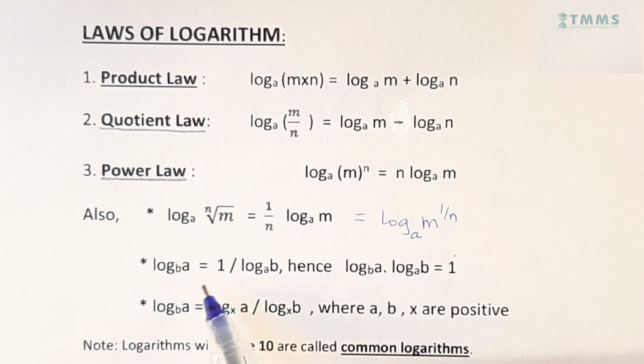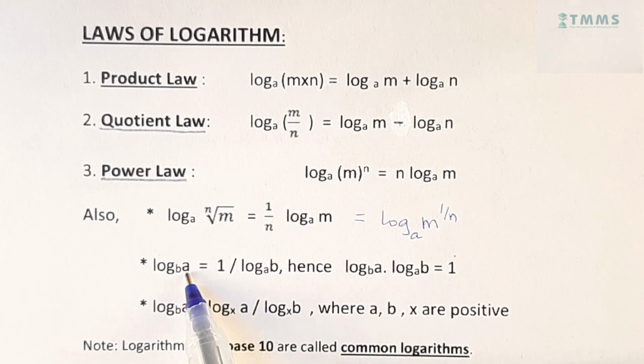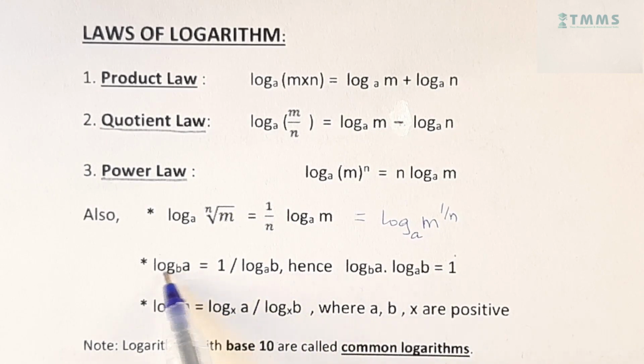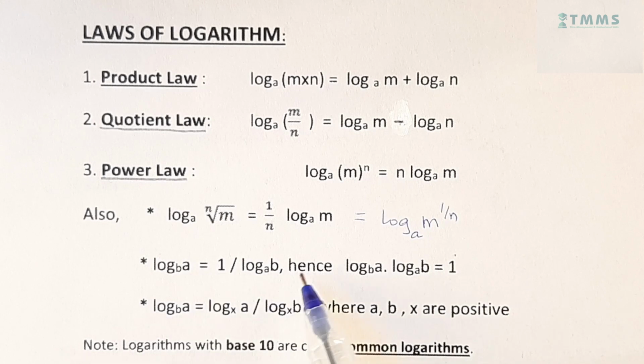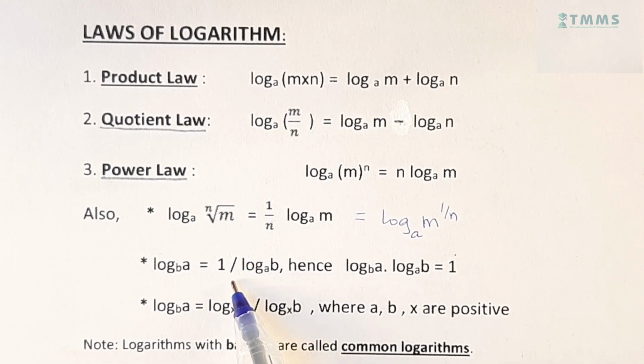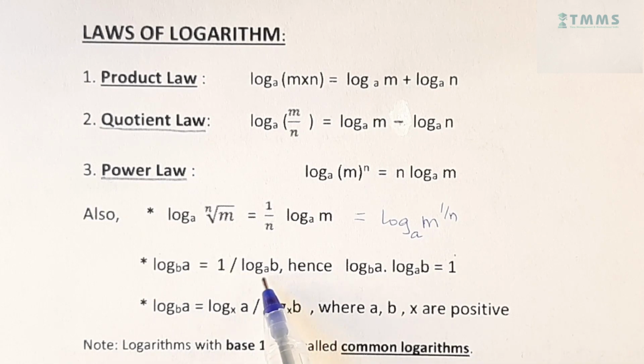Look at another result. Log a to the base b will be 1 upon log of b to the base a. So you see this number and the base are interchanged. This was log a to the base b, but now here it is log b to the base a, but now it becomes a reciprocal. It becomes 1 upon log b to the base a.